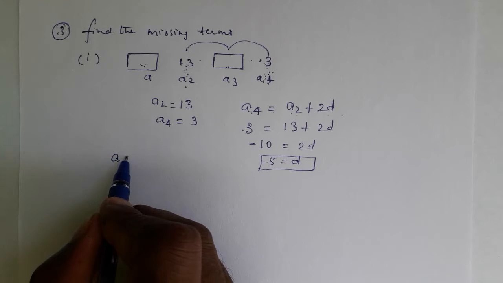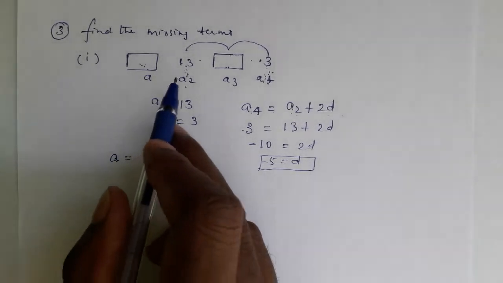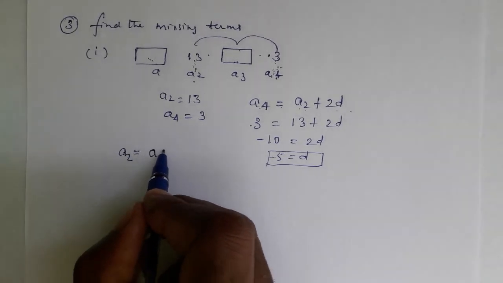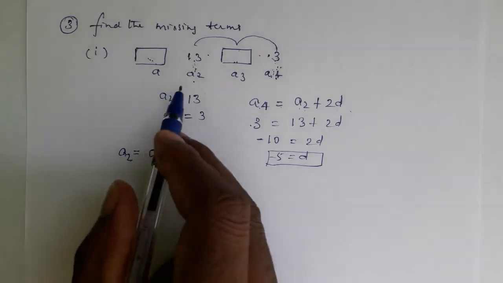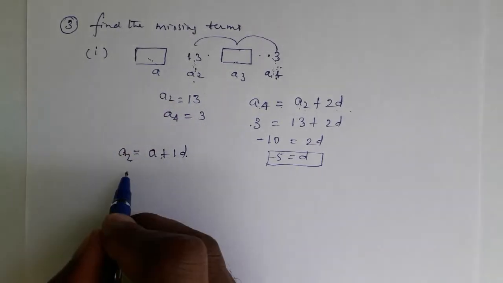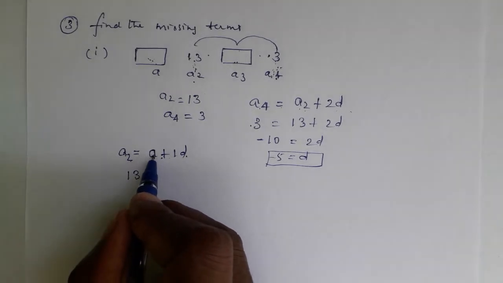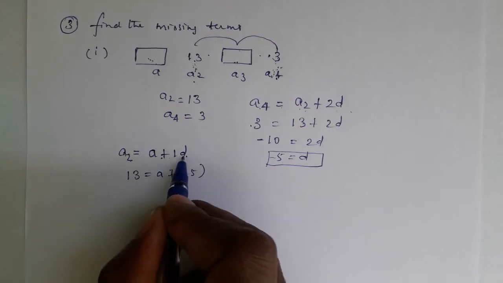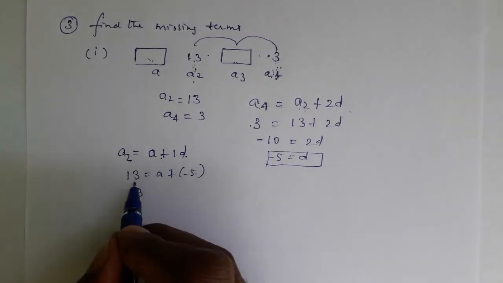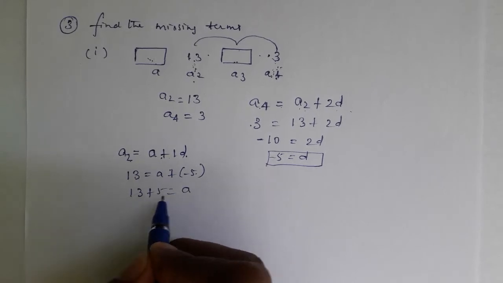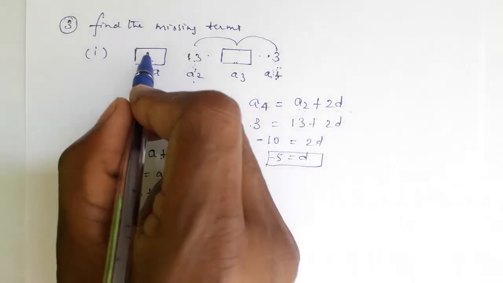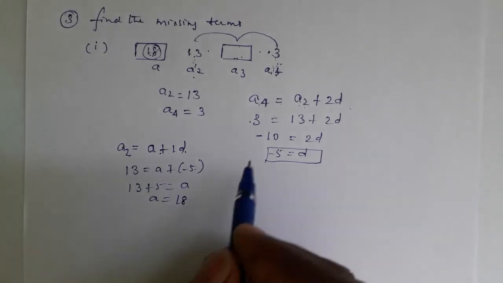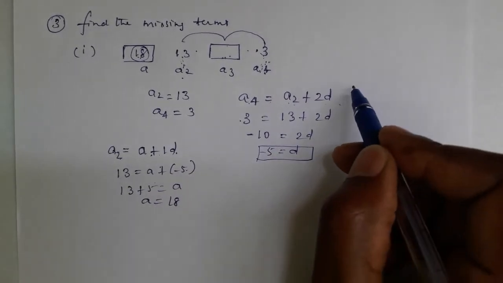The second term can be written as the first term plus 1D, since the second term goes to the first term by taking 1 jump. The second term is 13, equal to the unknown first term plus 1D, and 1D is minus 5. Now 13 plus 5, bringing minus 5 to this side, it becomes plus 5, equal to A. A is equal to 18. Now we get A as 18. Similarly, to get the third term, or the first term and the next term, it can also be done in another alternative way.